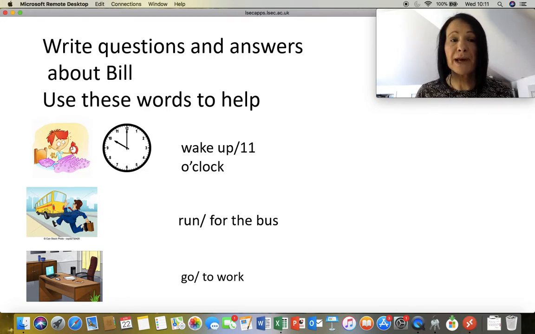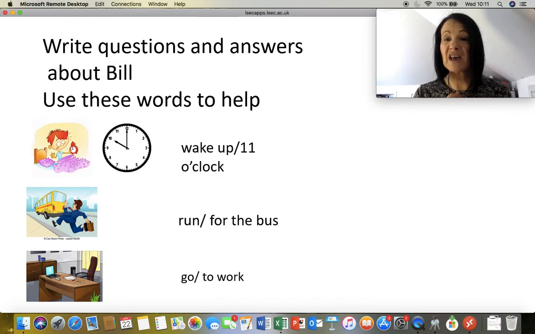Now, some more practice for you. Writing questions and answers about Bill this time. And you've got some words to help you here. Pictures to help you as well. See if you can make some similar questions to what we just looked at in the last slide, but this time about Bill. Think about the story that we looked at earlier. Pause the video, write down your questions and short answers.